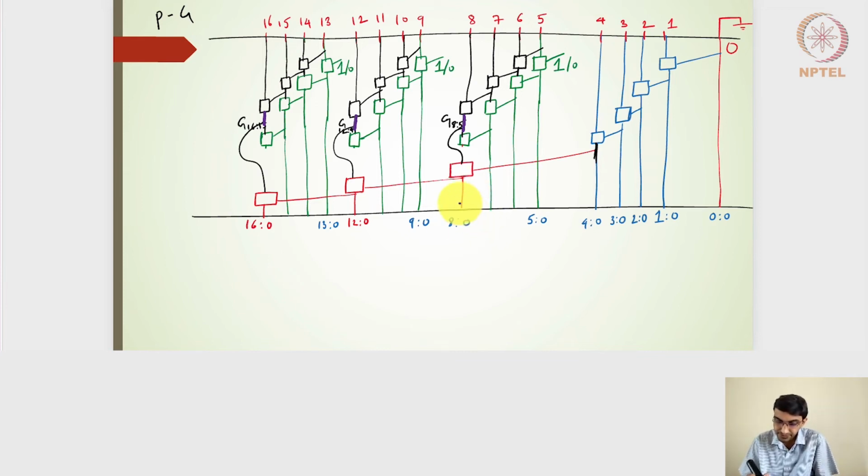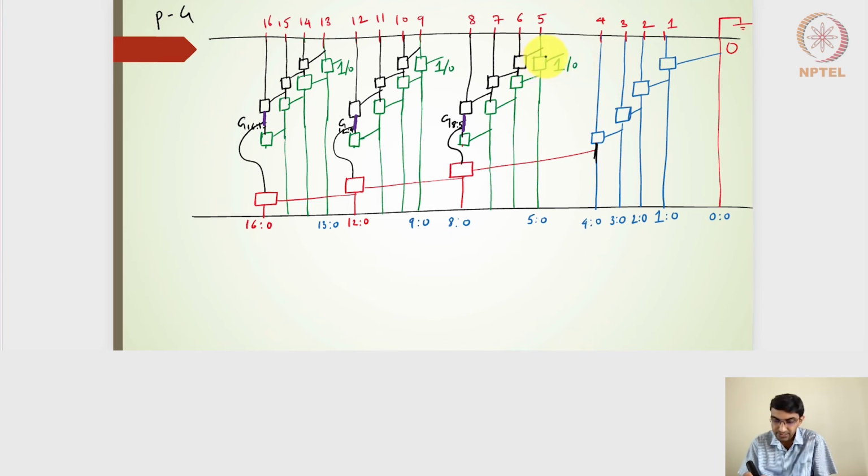Right, so that's about the red boxes as well as the black boxes. These green boxes are utilized to generate the sum bits. Right, so now I'll tell you. So this particular green box takes in 1 as well as 0.